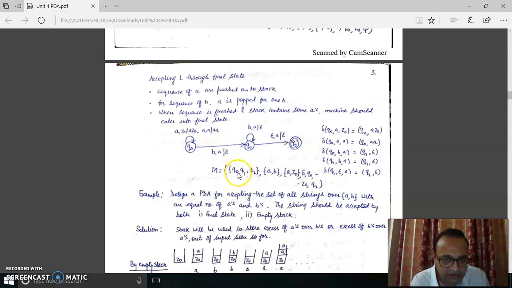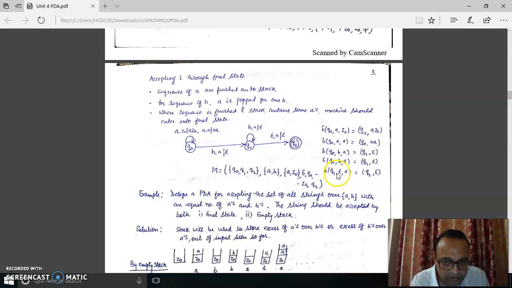The machine has three states: Q0, Q1 and Q2. Input symbols are A and B, stack symbols are A and Z0, and the transition functions are delta. Q0 is the initial state, Z0 is the initial stack symbol, and Q2 is the final state, and these are the transition functions. You have already seen: A is the input, Z0 is the stack top symbol, we push A. If A is the input symbol and A is on the top of the stack, we remain on the same state. If B is the input symbol and A is the top symbol, we jump to another state, popping A from the stack. If B appears again and A is on the top of the stack, we remain on the same state and pop A.